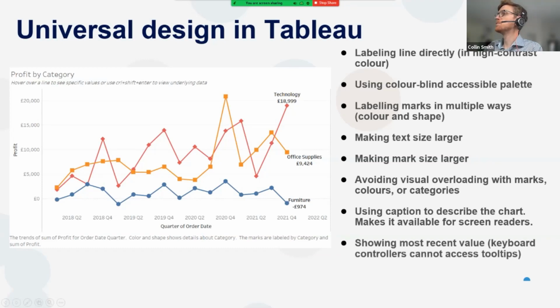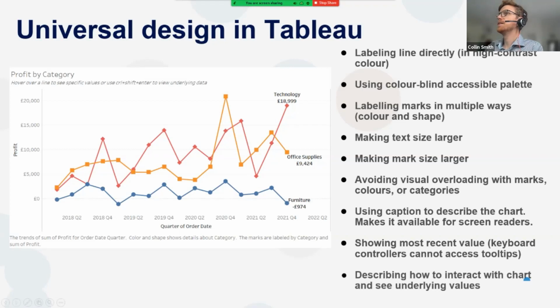I'm also showing the most recent value on the chart. So this helps, again, for a variety of reasons. One, if somebody is just using a keyboard to navigate this chart, they can't actually hover over these marks and see the values. So labeling the most recent, the most important data is very important. Also, if someone was maybe going to print this out or copy it into a PowerPoint, that could be helpful.